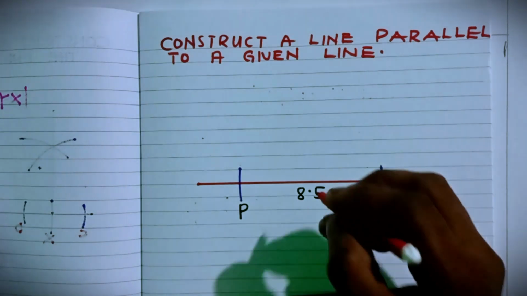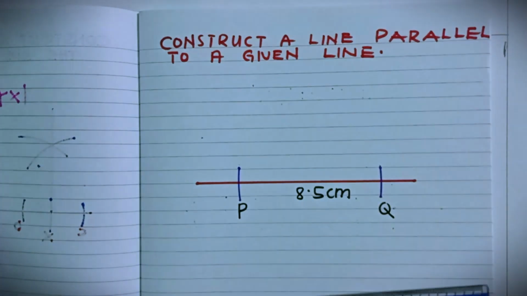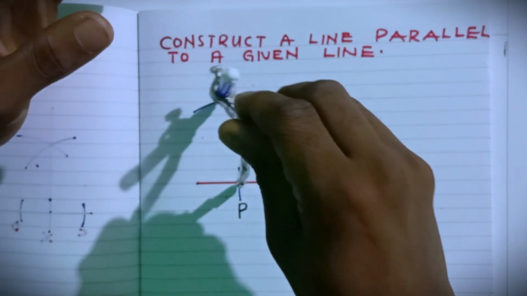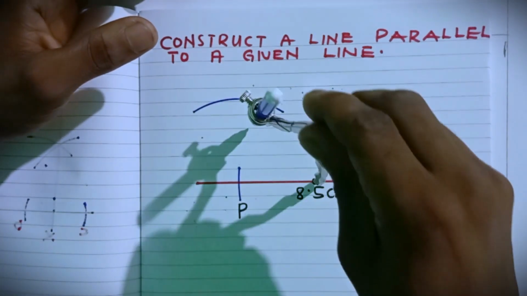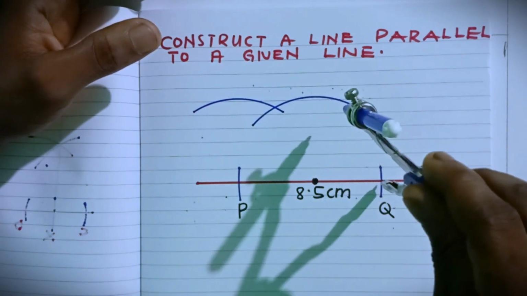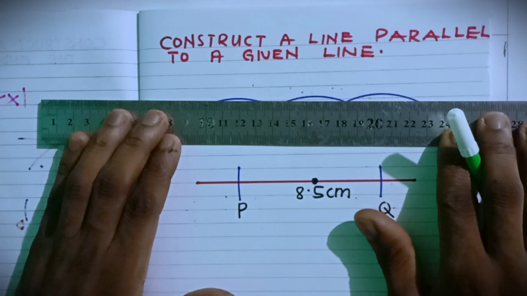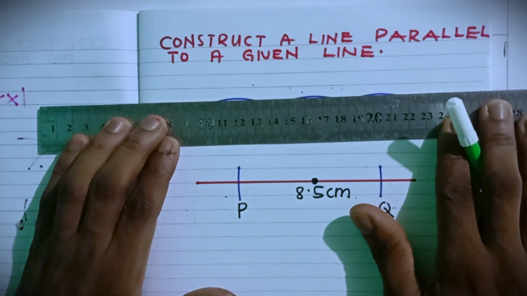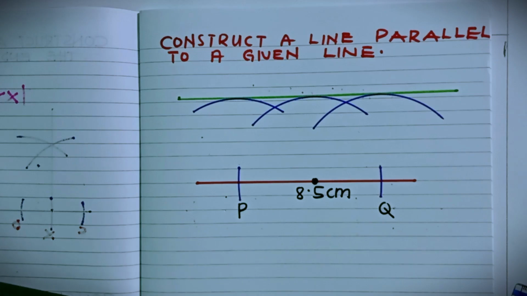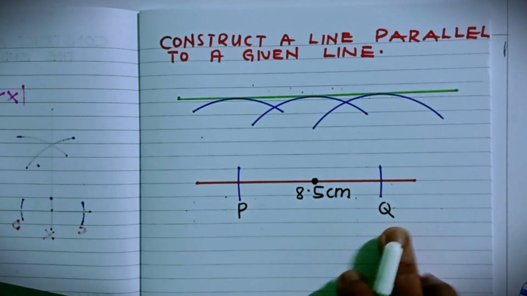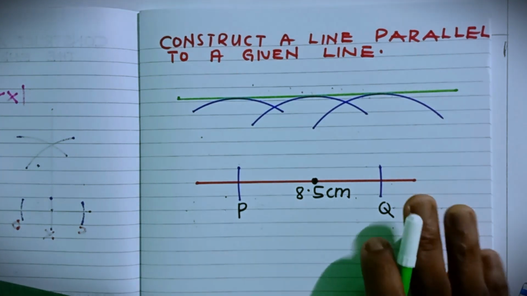Now you make one point at the middle of the line PQ. Mine is here. You stand at P, you make an arc. You stand on the point, you make an arc. You stand on Q, you make an arc. Now our parallel line will pass right above all the arcs. So the new line in green is geometrically parallel to the line PQ. And this is how you draw a parallel line to a given line.